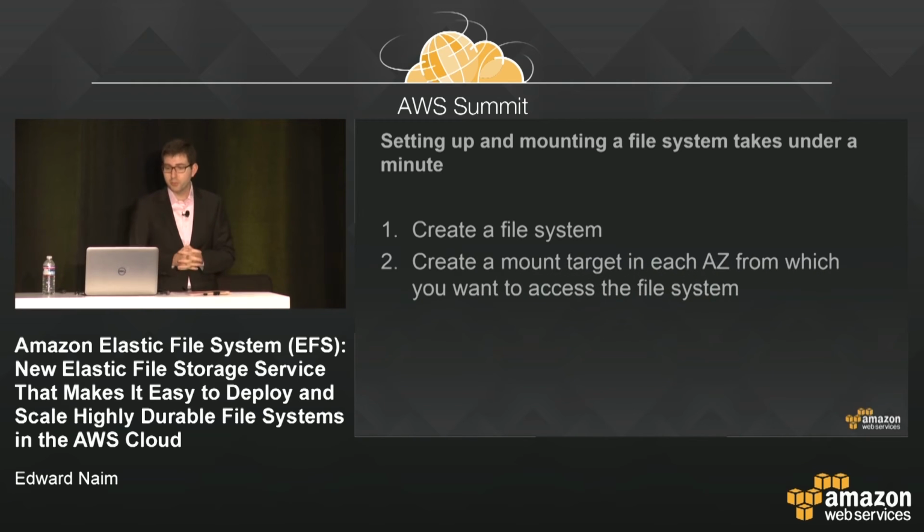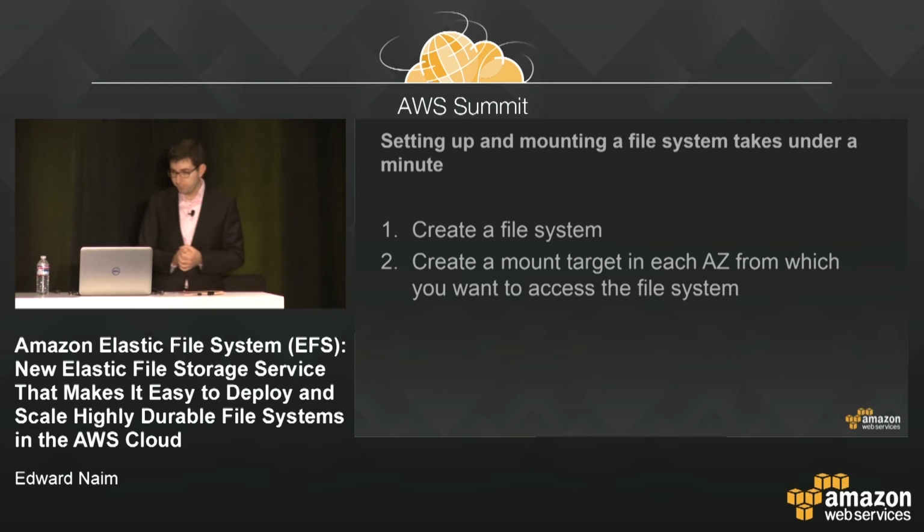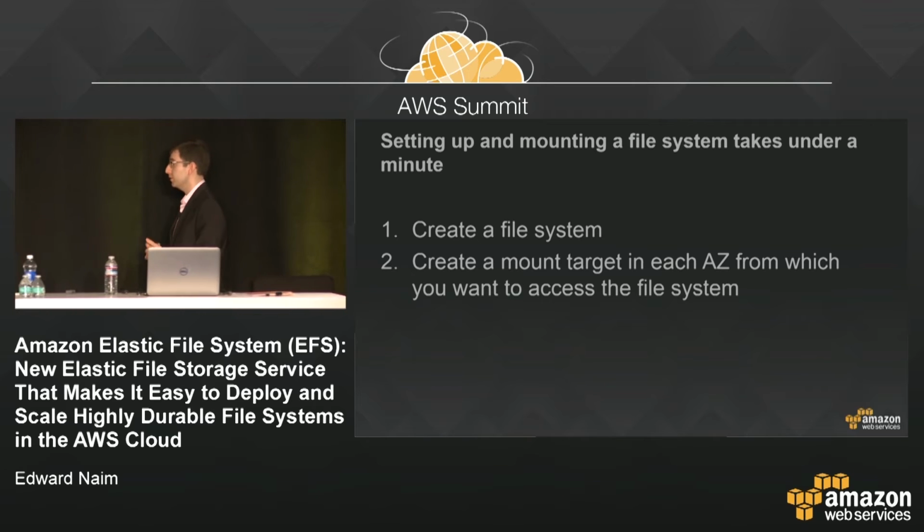The second thing you do is you create a mount target in each AZ from which you want to access the file system. So you pick the VPC that you want instances in that will be accessing the file system, and you create mount targets in each AZ. And again, that's a basic API call, and you can do that through the management console, the CLI, or the SDK.